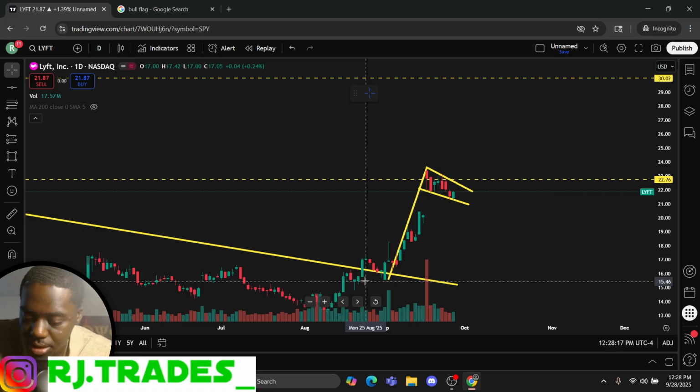Maybe gonna be in the year with a banger. So we'll see. All right, Lyft looks amazing. That's the bull flag pattern. Put that in your notes. That's my favorite chart pattern, hands down.